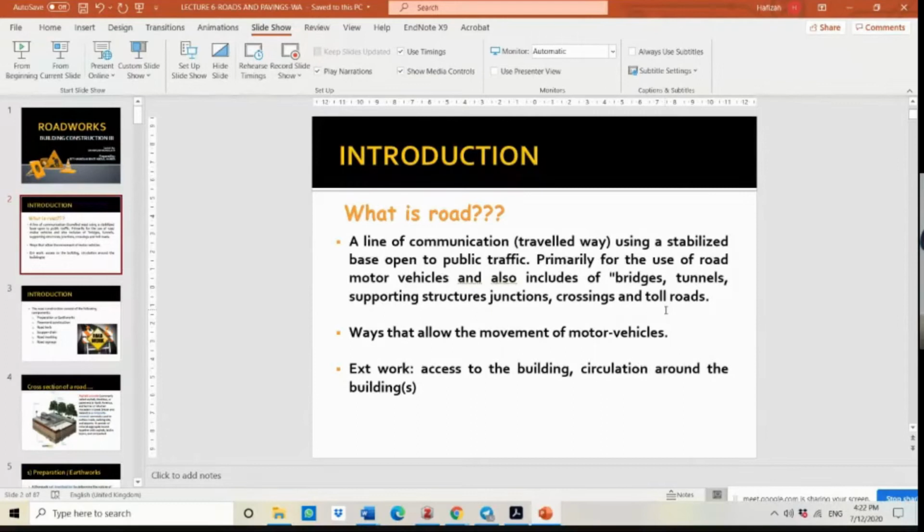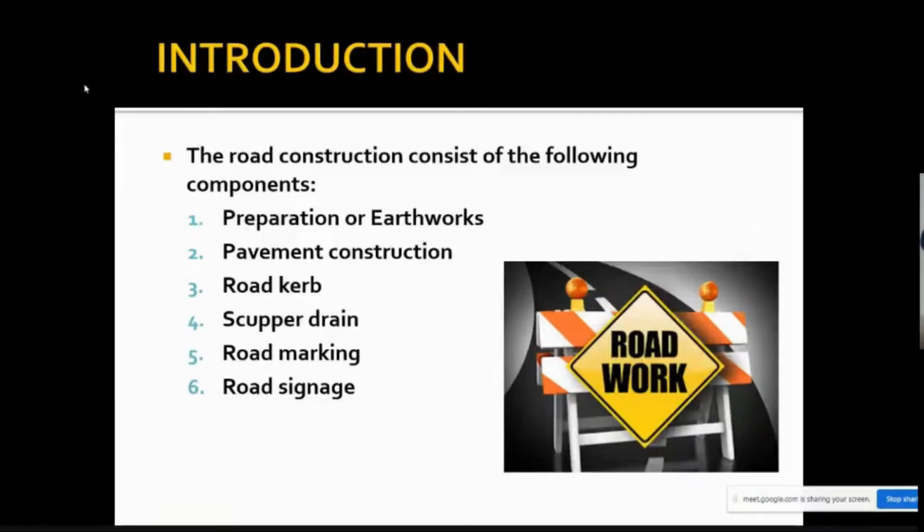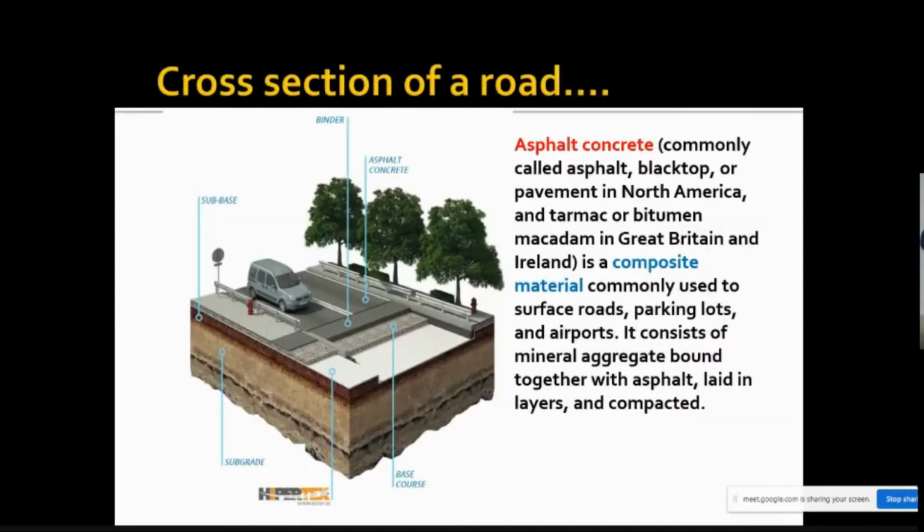Ways that allow the movement of motor vehicles, access to the buildings, external work, circulation around the buildings at the sides, all of those are part of the roads. The road construction consists of earthwork construction, curb, drain, marking. We will go through one by one later. So I just want to cut short the time.